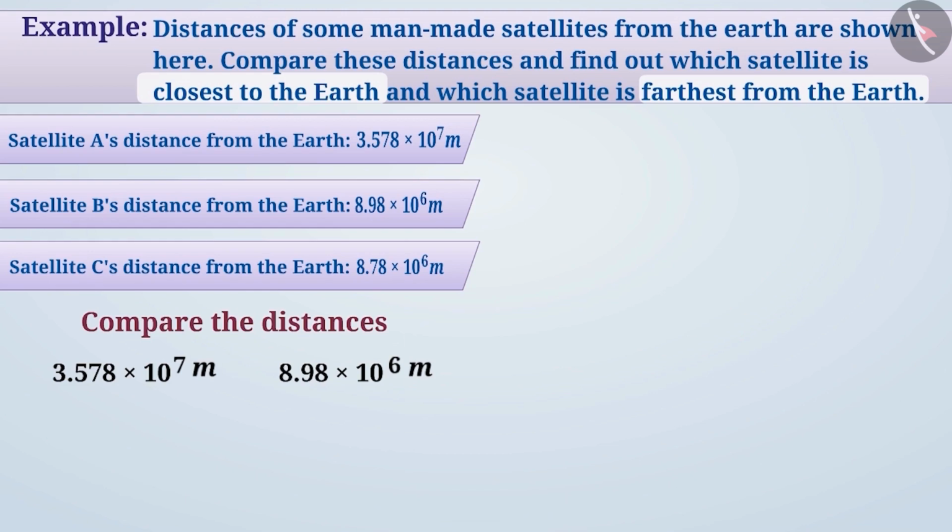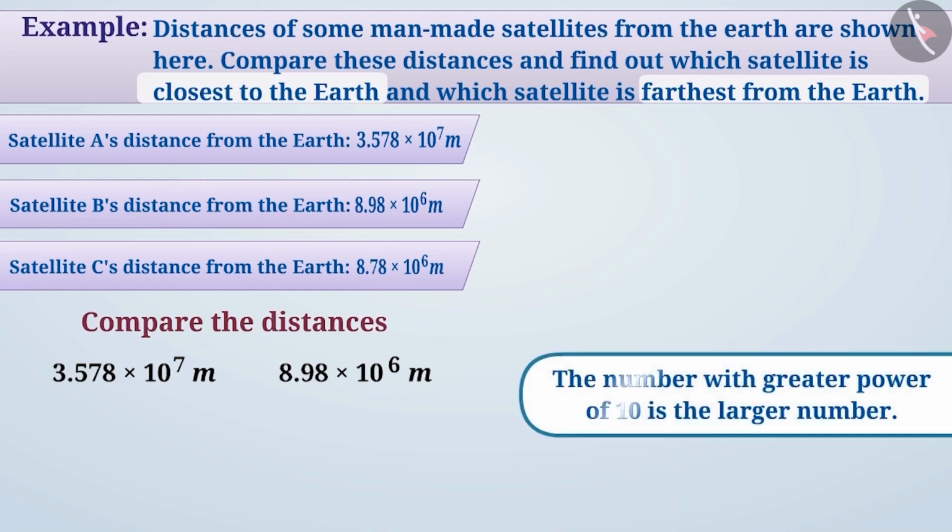You will notice that the units of both distances are shown in meters. That is, both have the same units. So, we can compare these two numbers. Here, both numbers are in their standard form. Also, we observe that the power of 10 is not equal in both numbers. In the first number, the power of 10 is 7, whereas in the second number, the power of 10 is 6. In such a situation, we can say that the number with the greater power of 10 is the larger number. Therefore, 3.578 into 10 to the power of 7 meters is greater than 8.98 into 10 to the power of 6 meters.